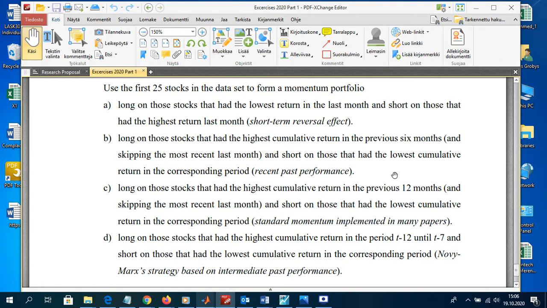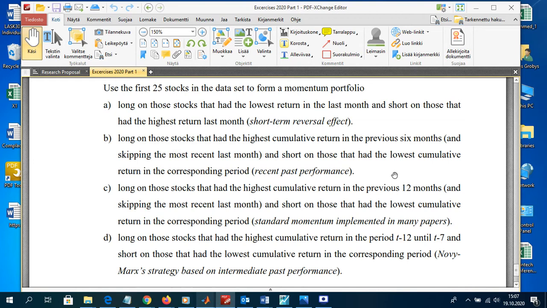Then the third strategy that we would like to implement is basically the standard strategy used in most papers. It's also used in the 2018 paper from Bartram and Branch, as far as I'm concerned, and it's also the strategy mostly used in the paper from Moskowitz. That's a strategy that is long on those stocks that had the highest cumulative return in the previous 12 months. And again, we skip the most recent month when we compound the cumulative return. And this portfolio is short on those stocks that had the lowest cumulative return in the corresponding period.